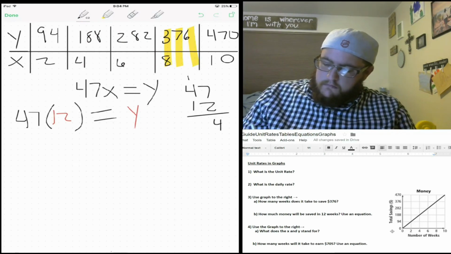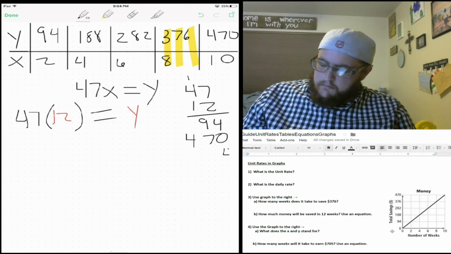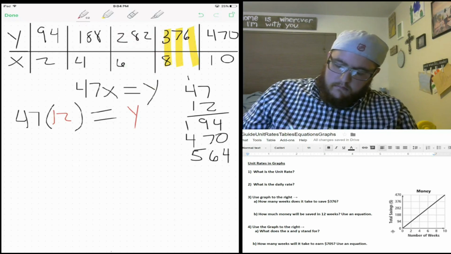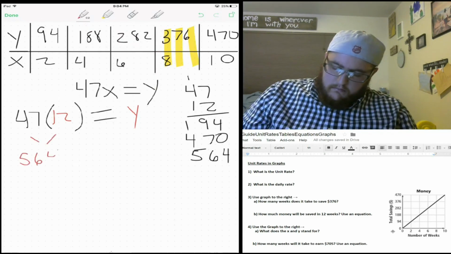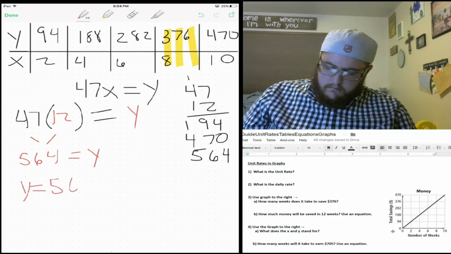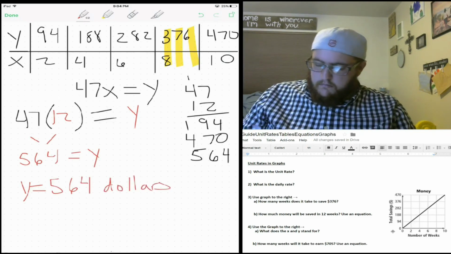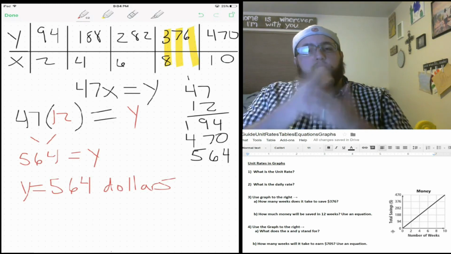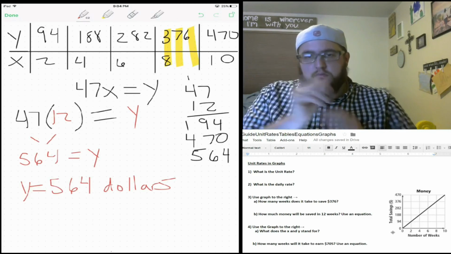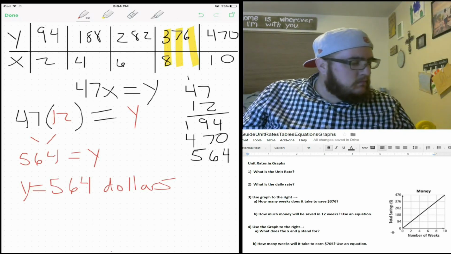So 47 times 12, I don't know that off the top of my head, so I'll go ahead and multiply that out. I'll carry the 1, skip place, 4 plus 0 is 4, 9 plus 7 is 16, 4 plus 1 is 5. So 47 times 12 is 564, which is our y value. Which in context means that y is equal to $564. So in 12 weeks, we will have saved $564.